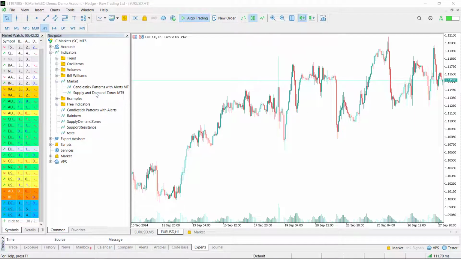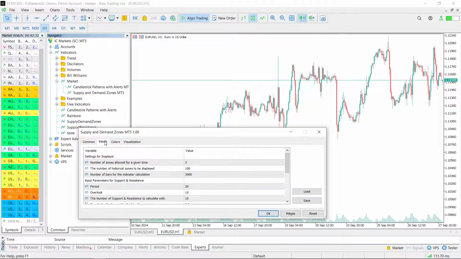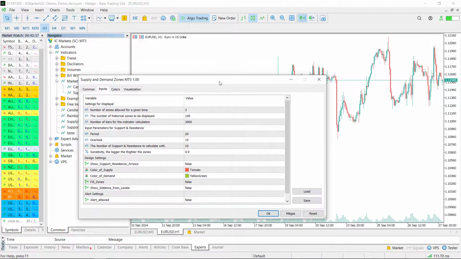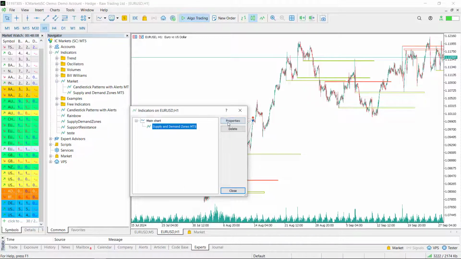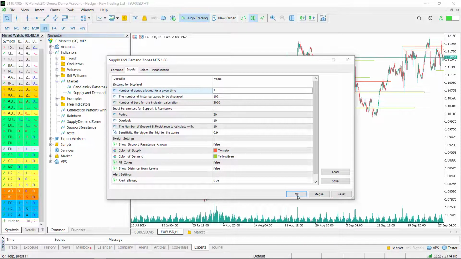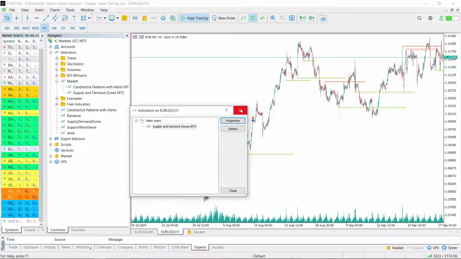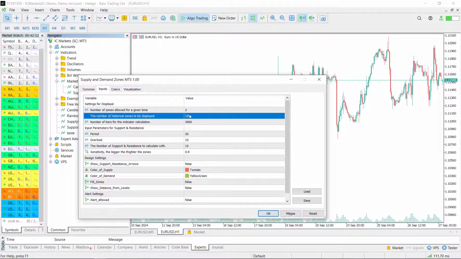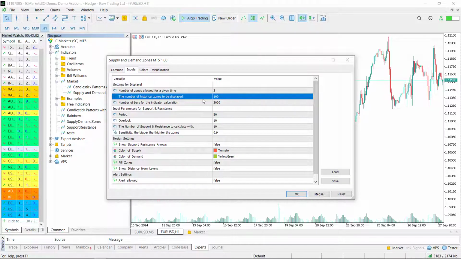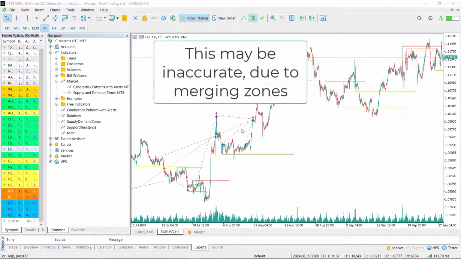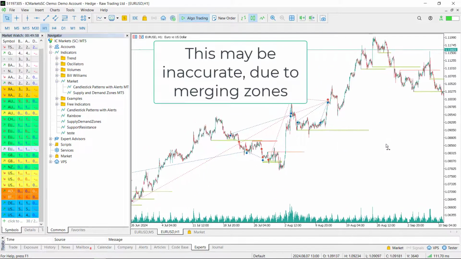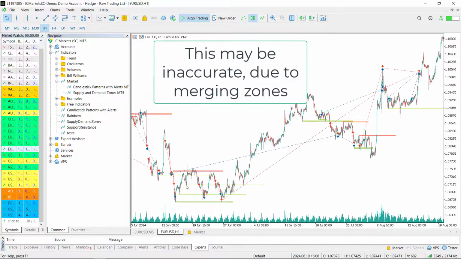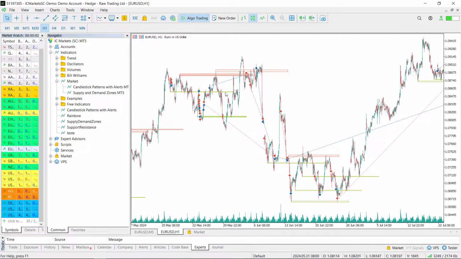Now let's get to the fun part, using the indicator. You will notice several input parameters that you can customize to fit your strategy. First, the number of zones allowed at a given time. You can set the maximum number of zones that can be displayed at the same time with this input parameter. By default, it's set to 3, but you can adjust it. With the second input, you can set how many historical zones you want to see on the chart. If you only need the supply and demand zones now and in the near past, you can easily save some memory if you set this to a low value.